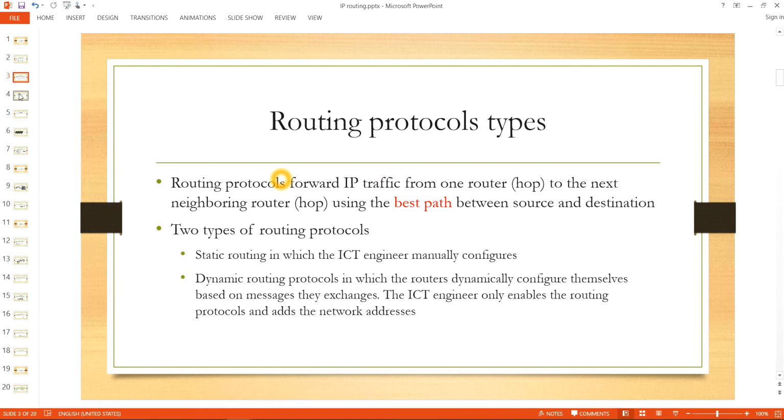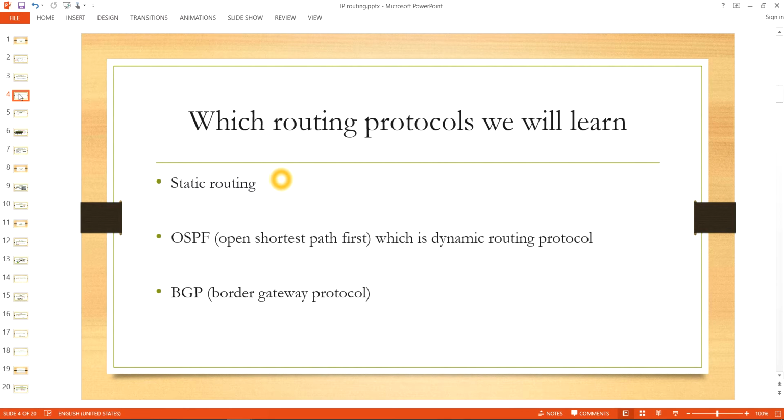Having said that, let me give you an overview of what we are going to cover in this chapter. We are going to go to static routing in the next lesson. Then we are going to cover OSPF, which is one of the most important dynamic routing protocols. Then we give you an overview of BGP, which is the main routing protocol used on the internet. Because in this course we are building an enterprise network, not an ISP, we are not going to go deep into this one.